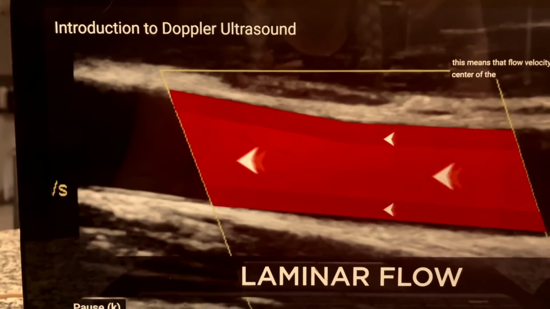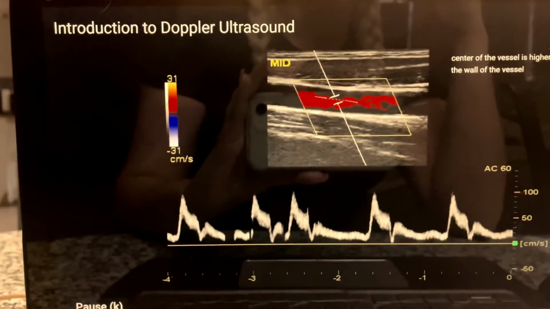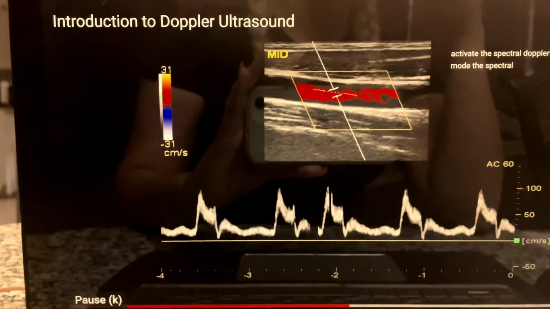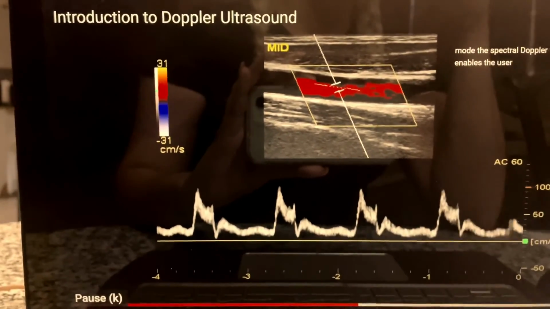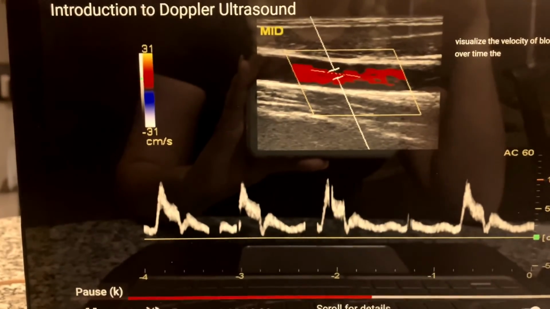This means that the flow velocity in the center of the vessel is higher than near the wall of the vessel. Then activate the spectral Doppler display mode. The spectral Doppler waveform enables the user to graphically visualize the velocity of the blood flow.